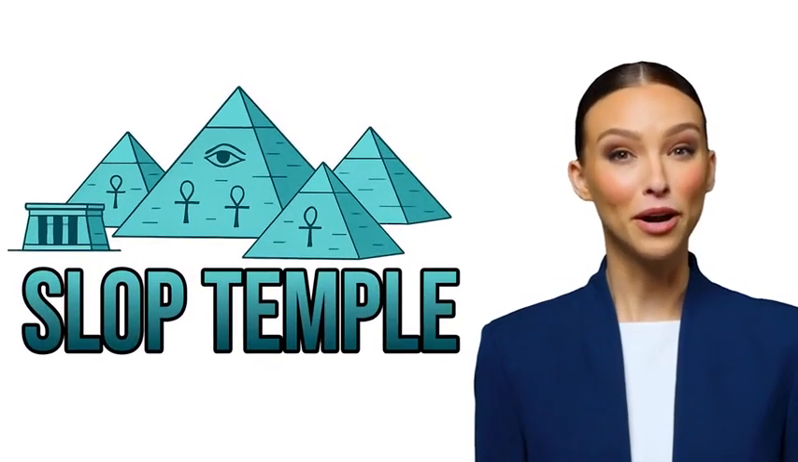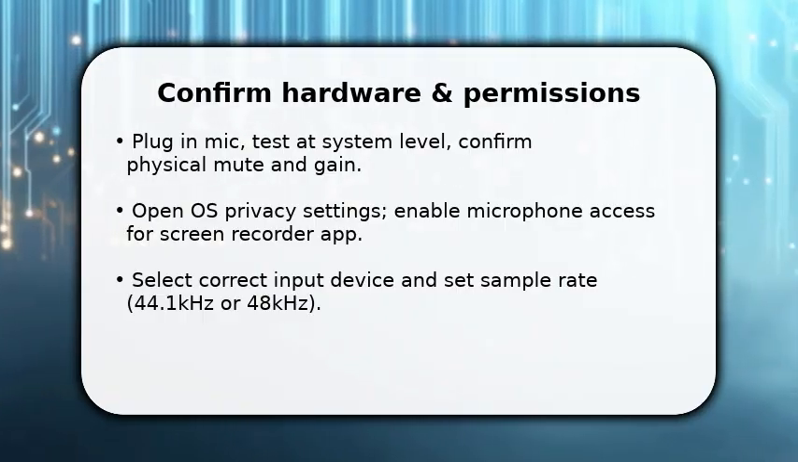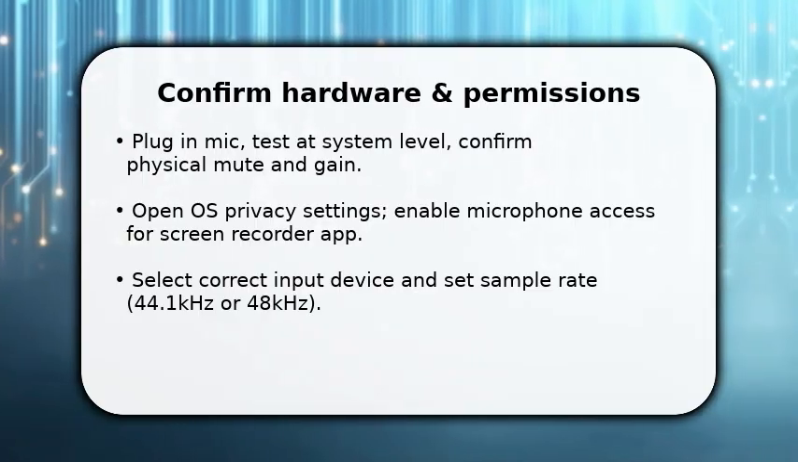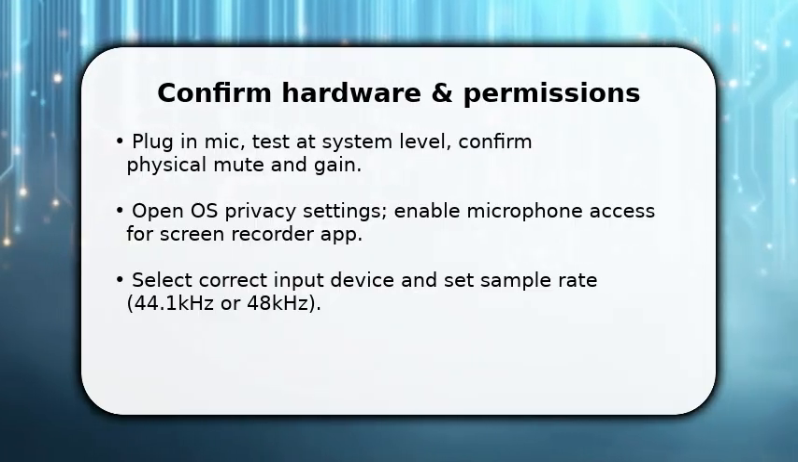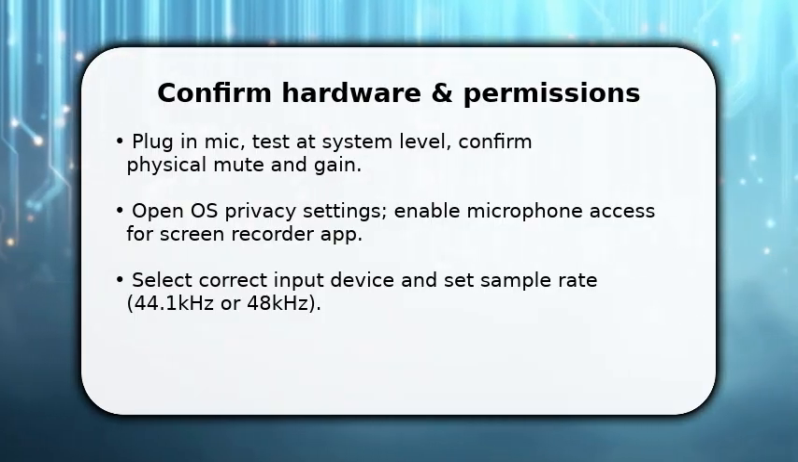We pray this video helps. You start by proving the mic and permissions are ready. Plug the mic in, unmute it, and speak to see system input levels. Then open privacy or security settings and allow microphone access for your screen recorder. Without that permission, the app can't capture audio.